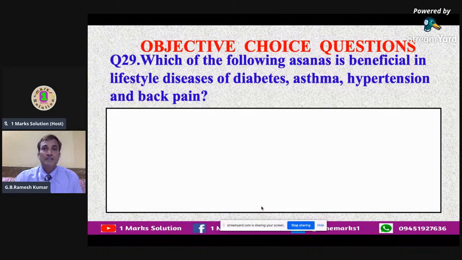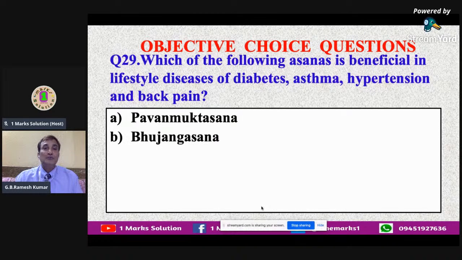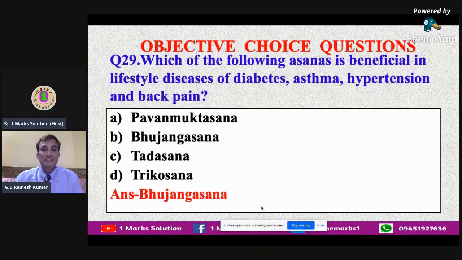Which of the following asanas is beneficial in lifestyle diseases of diabetes, asthma, hypertension, and back pain? Lifestyle diseases: diabetes, asthma, hypertension, and back pain. Pavanmuktasana, Bhujangasana, Tadasana, and Trikonasana. So Bhujangasana is the asana.